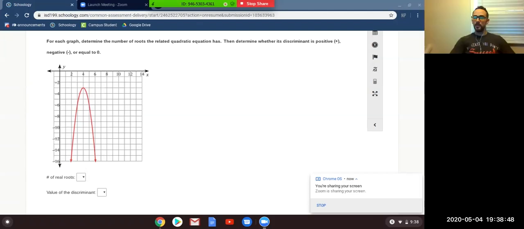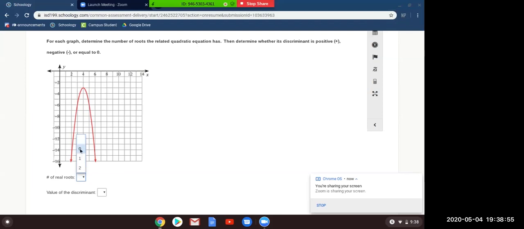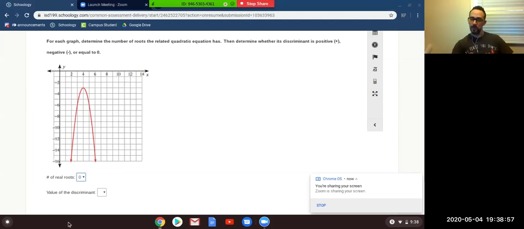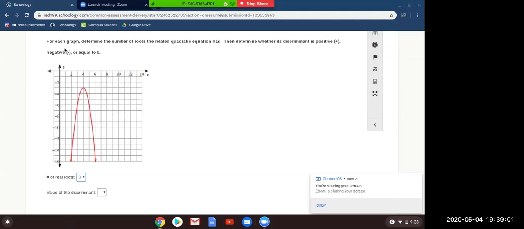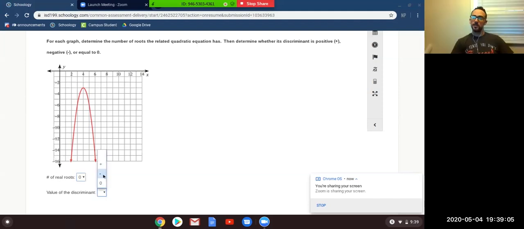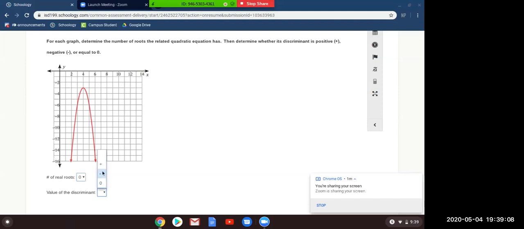So then the number of real roots would be 1, right? Well, check it. Click it. 0, right there, you go. And then what's the value of the discriminant? Just click it. It'll give you a hint. Negative? Yep, negative because there's no solutions.